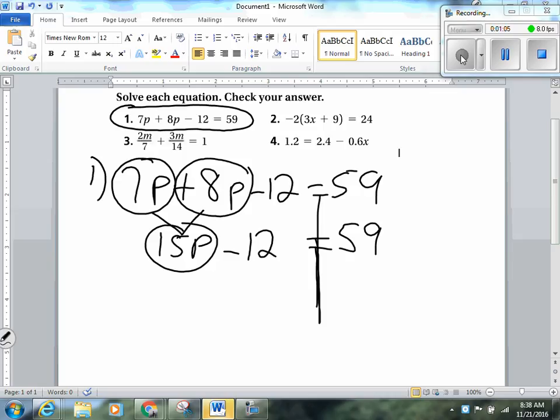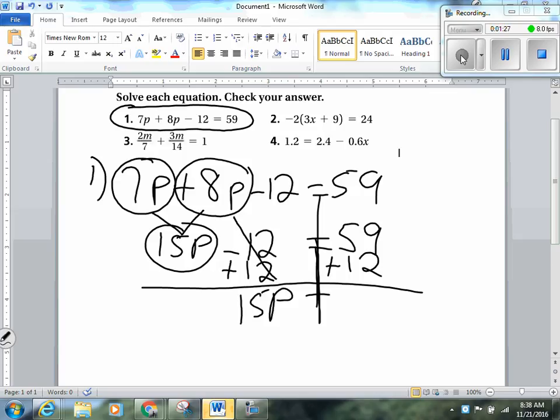And look next to the circle. There's a minus 12. We have to look at what's the opposite of minus 12. That would be plus 12. So add a plus 12 to both sides. When you do that, these are opposites. They cancel. And I'm left with 15p equals 59 plus 12, which is 71.